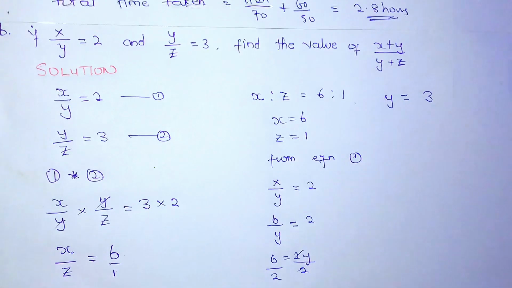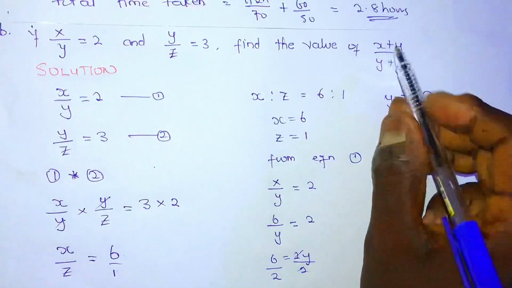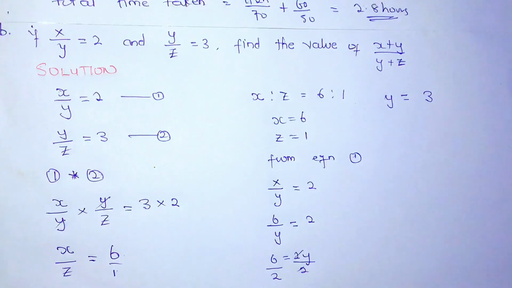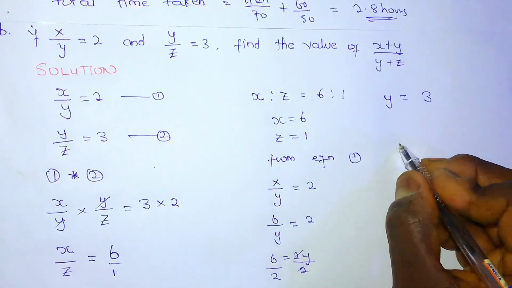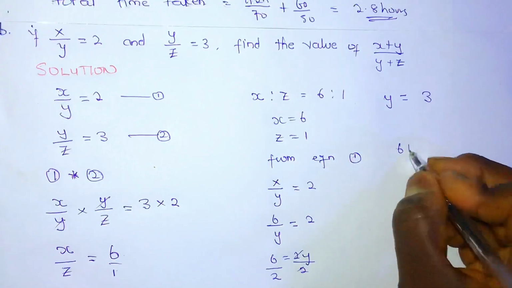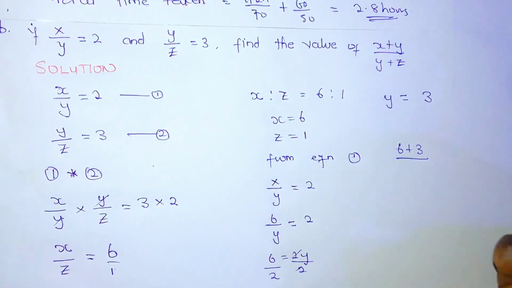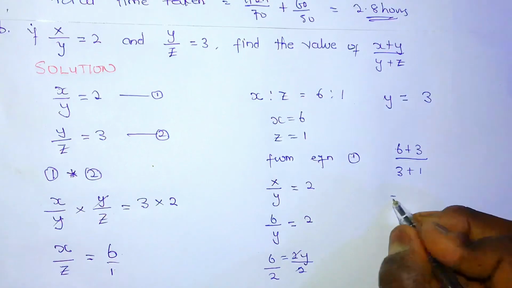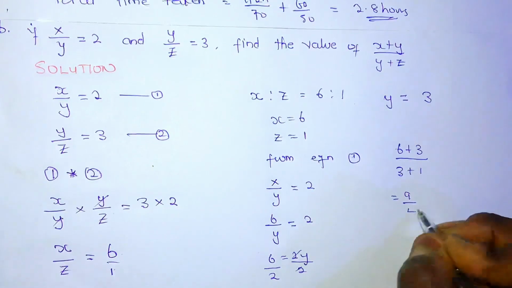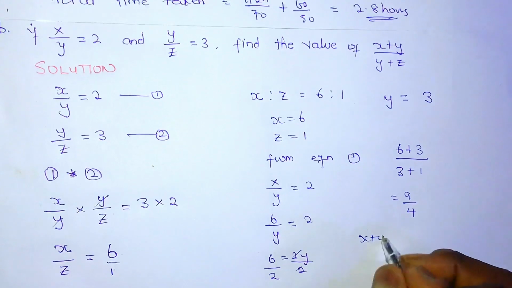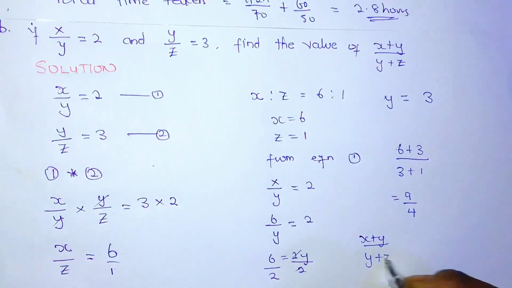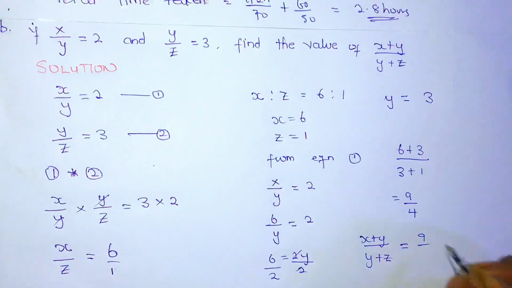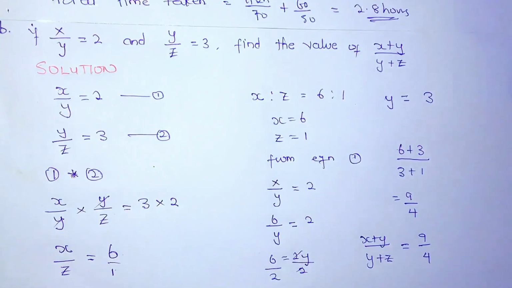Okay, so we have x, y, and z. Let's substitute. We want x plus y over y plus z. X is 6, y is 3, so 6 plus 3 over y, which is 3, plus z, which is 1. And this is equal to 9 over 4. So you conclude that x plus y over y plus z is equal to 9 over 4. This answers question 1.